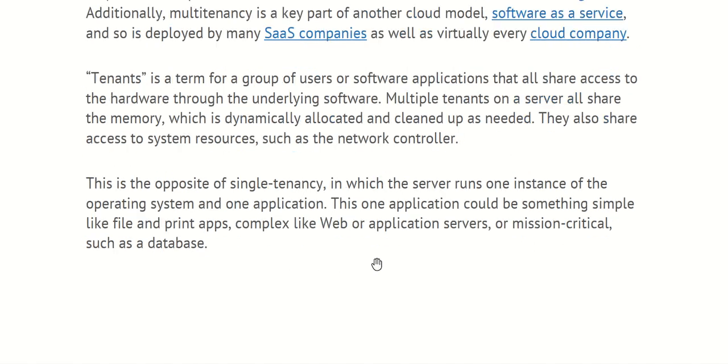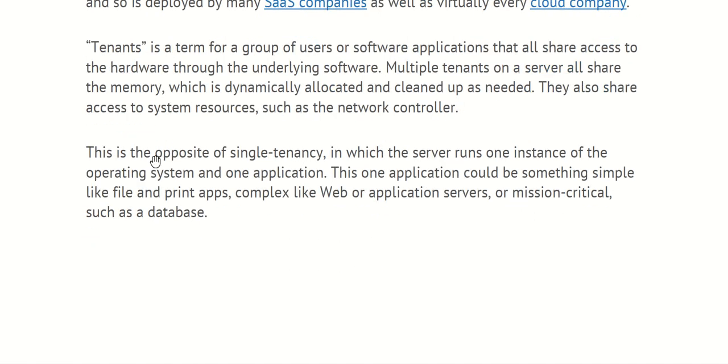Now, this is the opposite of single tenancy. What happens in single tenancy? The server runs one instance of the operating system and one application. This one application could be something simple like file and print apps, complex like web or application servers, or mission critical such as some databases.